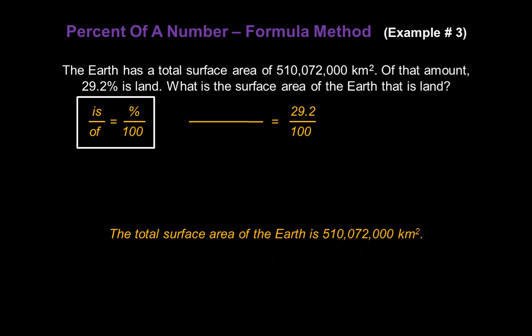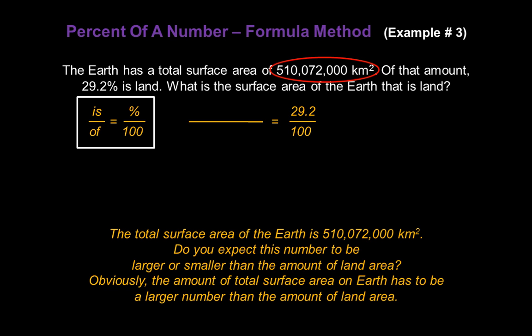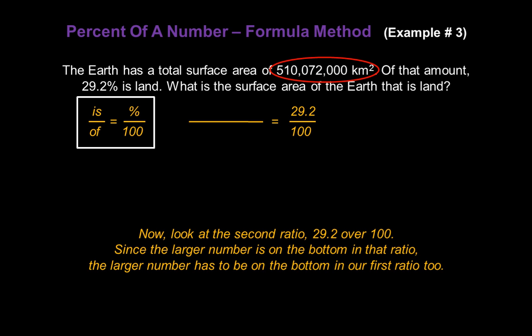The total surface area of the Earth is 510,072,000 square kilometers. Now, do you expect this number to be larger or smaller than the amount of land area? Think about that for a minute. Obviously, the amount of total surface area on Earth has to be a larger number than the amount of land area. Okay, keep that in mind. And while you do, look at the second ratio, 29.2 over 100. Since the larger number is on the bottom in that ratio, the larger number has to be on the bottom in our first ratio too.